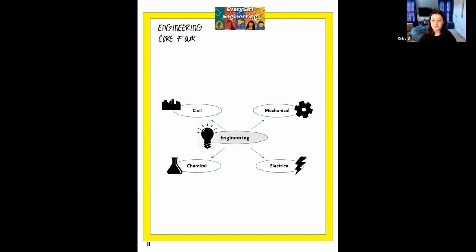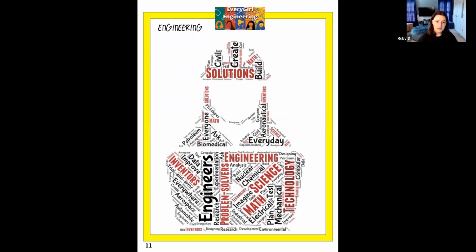After that, we went over some keywords for engineering, including solutions, math, science, technology. Again, engineering is part of STEM while it also uses STEM, because STEM is science, technology, engineering, and math. So it's part of it while also using it. But engineers are also problem solvers, inventors. They make solutions, they use math, and those are all of the keywords for engineering.